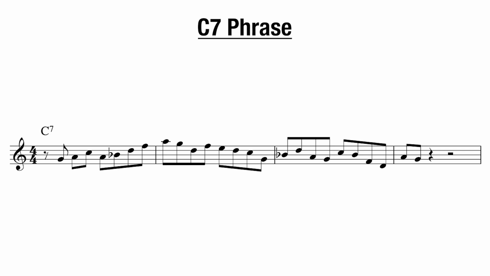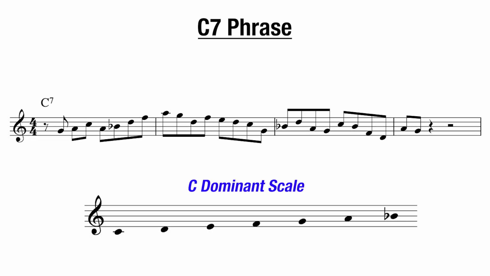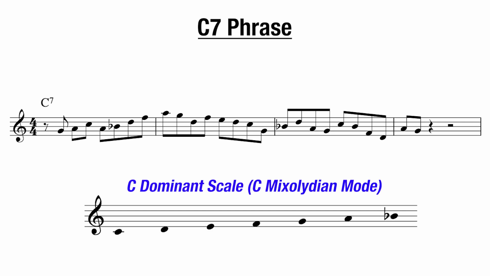But since the root of this chord is a C and not an F, it would be better to instead think of this scale as the C dominant scale, also known as the C mixolydian mode, which are all the notes of C major, except our 7th will be lowered, giving us that B flat. As you can see in our lick here, this is the scale being used. Let's hear it one more time.